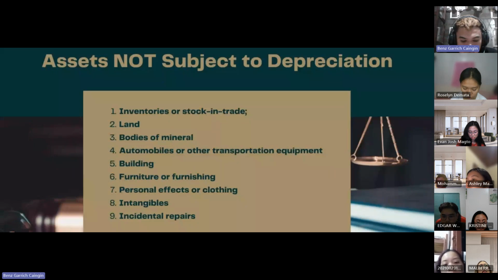Number eight, we have intangibles, the use of which in business or trade is not of limited duration. And number nine, we have incidental repairs. Incidental repairs are repairs that neither materially add to the value of the property, nor appreciably prolong its life. However, these repairs keep the property in an ordinary efficient operating condition.